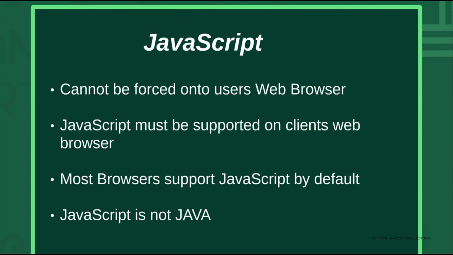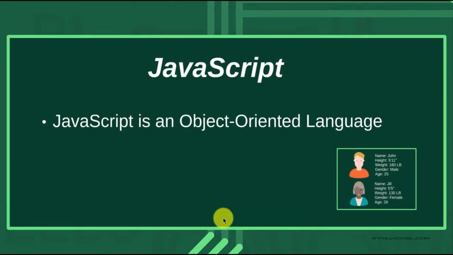Many people also confuse JavaScript with Java. Note that these are two languages and they are not the same. Java is a much more powerful and complex language in the same category as C and C++. JavaScript is an object-oriented language. This means that attributes of an object are contained within variables.